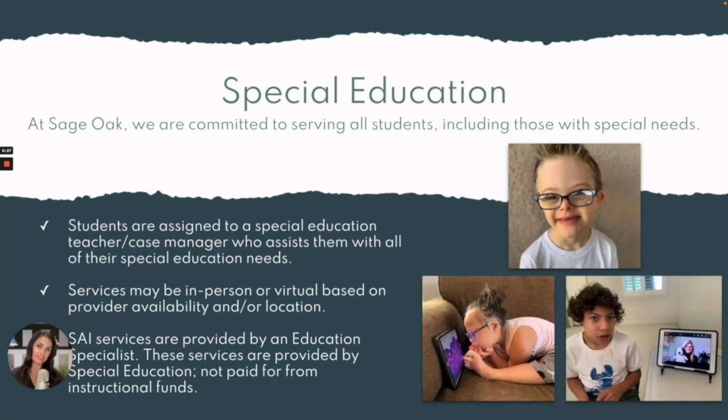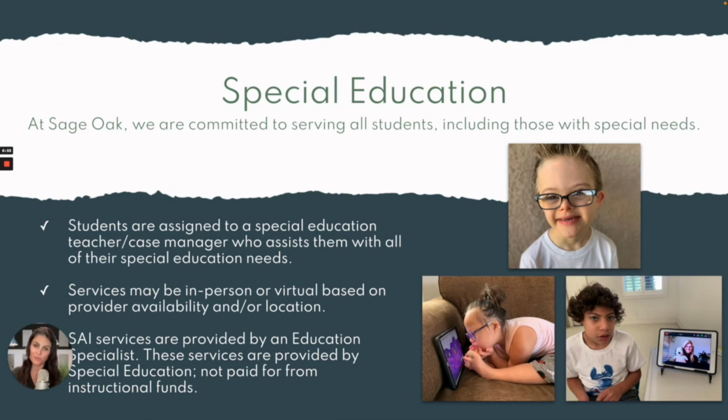For students with special needs, we provide special education services in all of our Sage Oak programs. So these students are assigned to a special education teacher and case manager who really can assist them with all of their special education needs. And they are provided services either in person or online, just depending on provider availability. And all of our SAI services are provided by educational specialists.